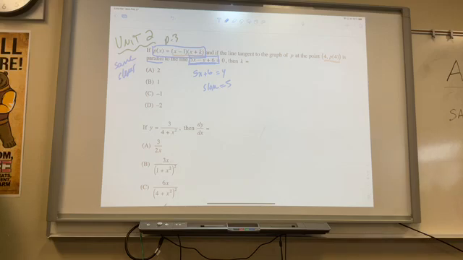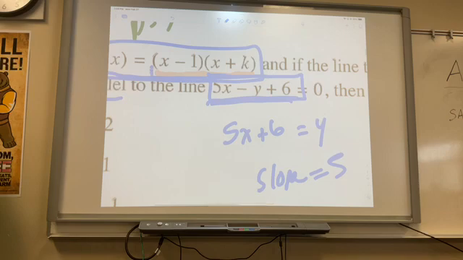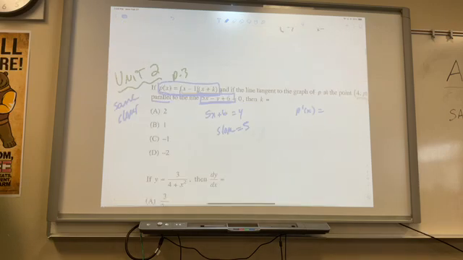Now, the way we find slope of the tangent line is the derivative. Can you guys take the derivative of this? Now, you could multiply this out, but I don't want to because then that puts k in 2 different spots. So if I'm not multiplying this out, what rule am I doing right here, guys? Product rule. Can we do product rule?